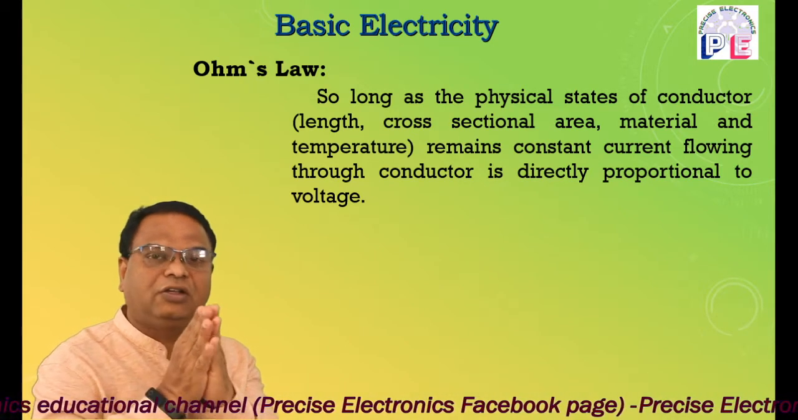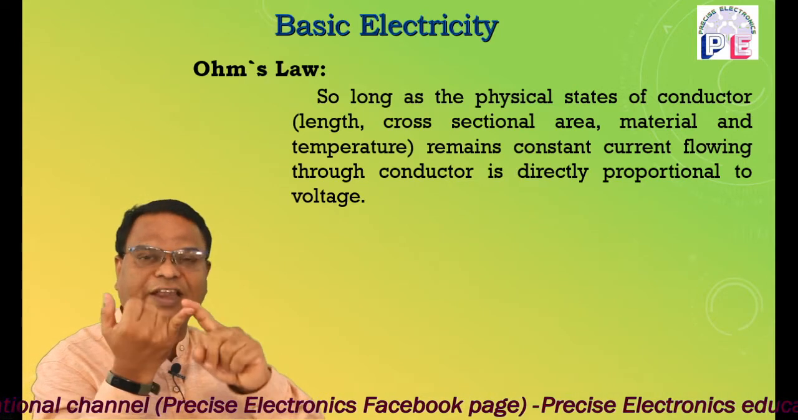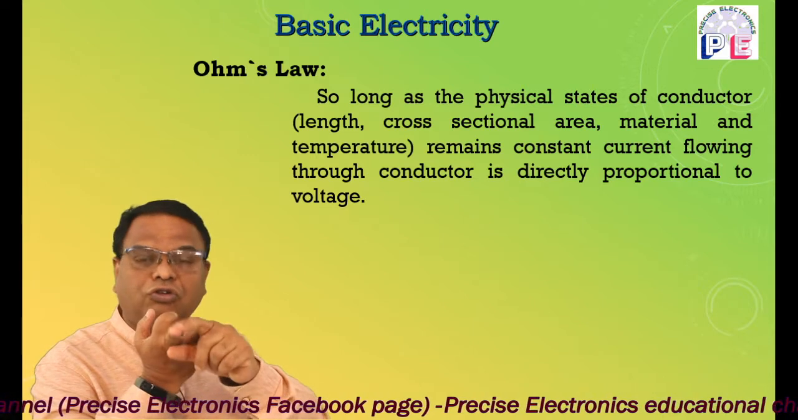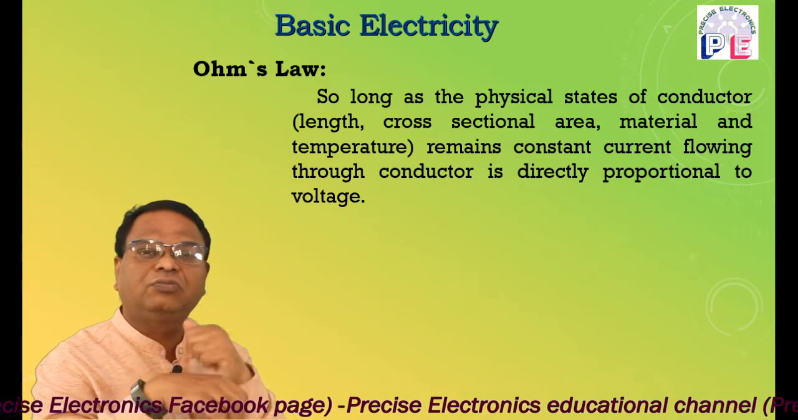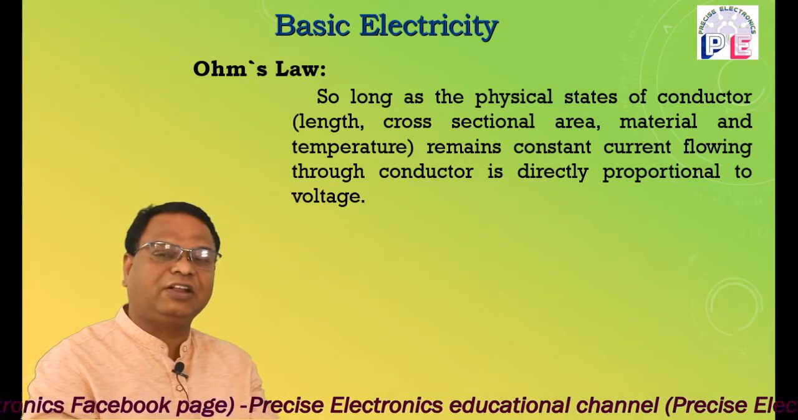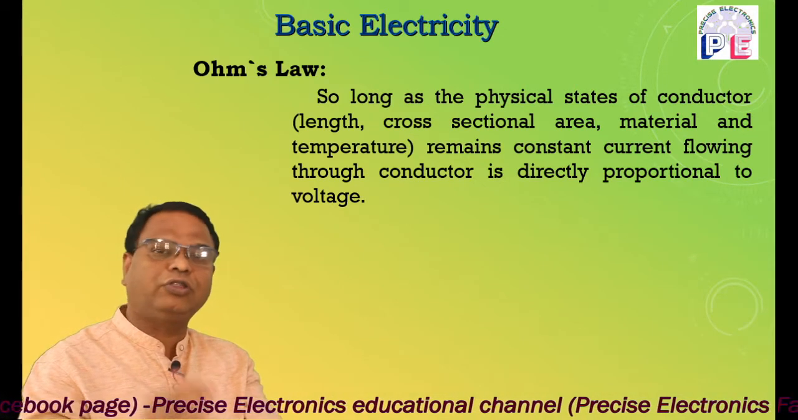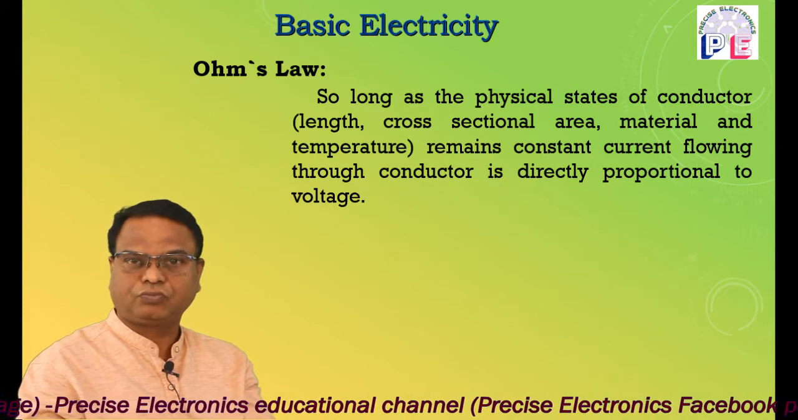What is the statement? So long as the physical state of conductor means so long as the length, the cross-sectional area, then the material used, and obviously the physical parameters such as the temperature, intensity of light, pressure, etc. When all these parameters are constant, the current flowing through that conductor is directly proportional to the applied potential.